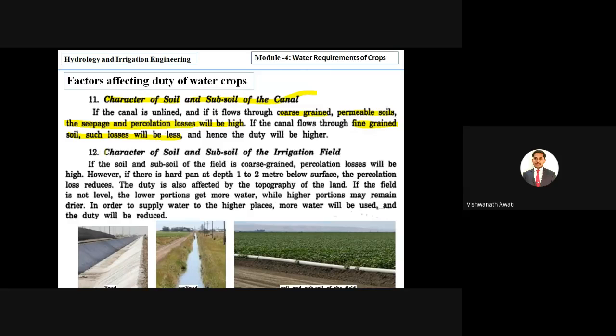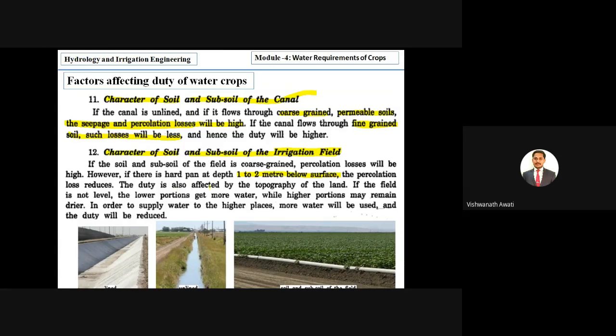Last point, the character of soil and the subsoil of the irrigation field. So here it is the irrigation field, not the canal. Here the irrigation field means agriculture land. If the soil and subsoil of the field is coarse grained, percolation loss will be higher. However, if there is a hard pan at a depth of 1 to 2 meters below the surface, like hard material or hard rock, then losses will be less. The percolation losses reduce.